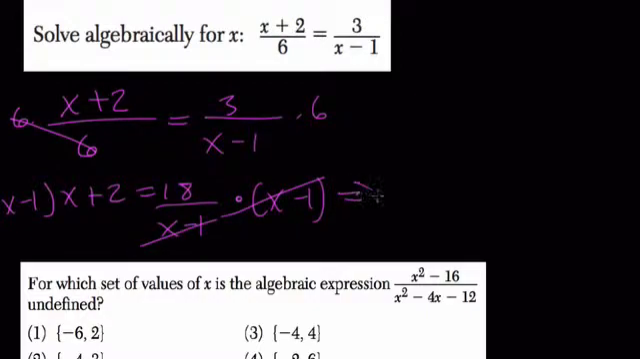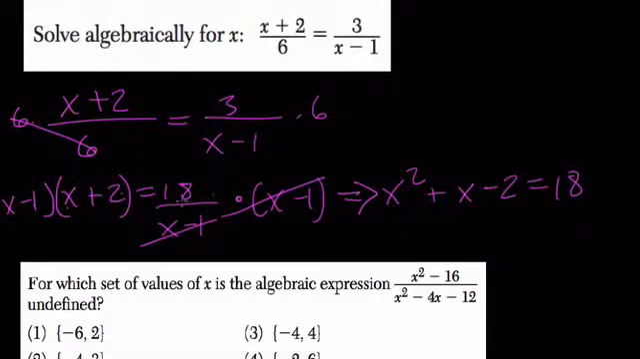On the left-hand side, we start to form a quadratic. x minus 1 times x plus 2, right? So x times x is x squared. x times 2 is 2x, and then negative 1 times x is negative x, so 2x and negative x, that's 1x, or plus x. And then negative 1 times 2 is negative 2. So we did all that, and that's going to equal 18, right? The number we have here.